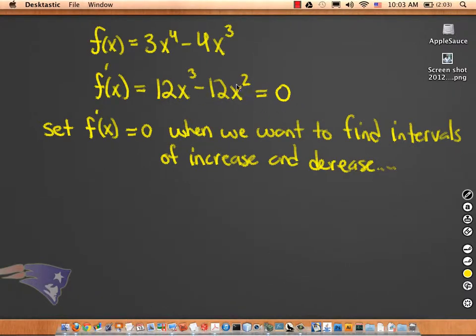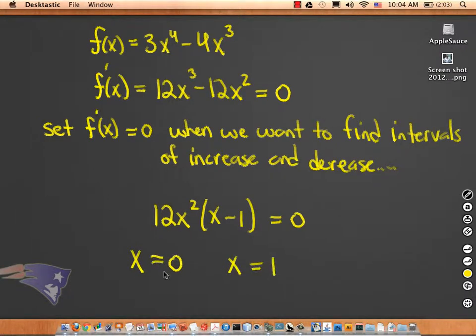So I set this equal to 0. Do you see that I can factor out a 12x squared? So I factor out a 12x squared, and I'm left with x minus 1. Okay? Now what I do is I solve this equation. There's only two solutions, x equals 0, x equals 1. Those are the only two solutions to that equation. Okay?